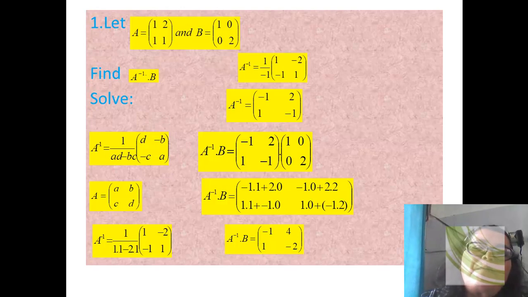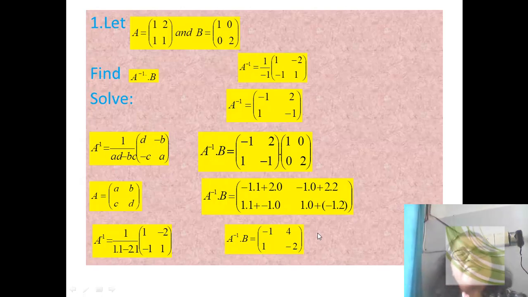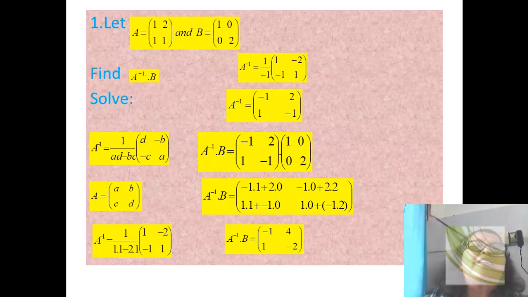Minus 1 plus 0 equals minus 1. 0 plus 4 equals 4. 1 plus 0 equals 1. 0 minus 2 equals minus 2. This is the answer for A inverse times B. Okay, let us go on to number 2.